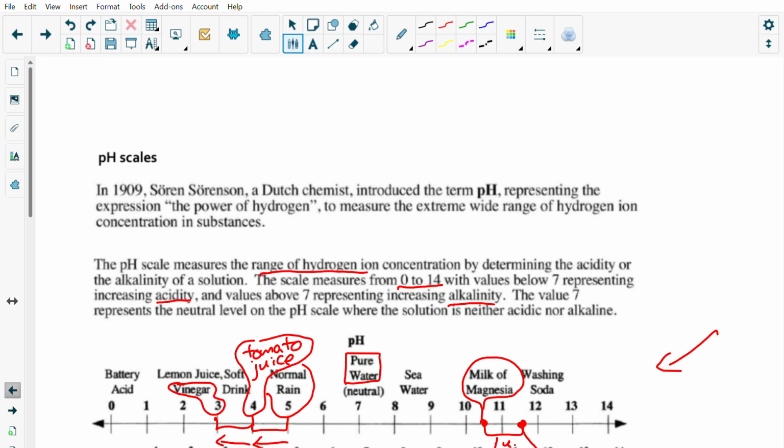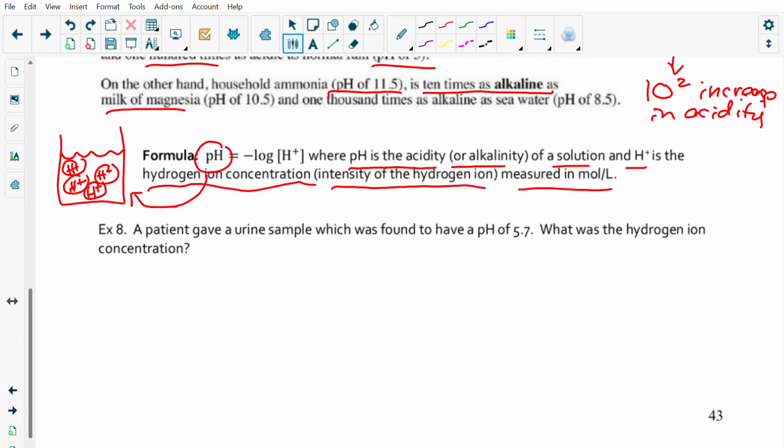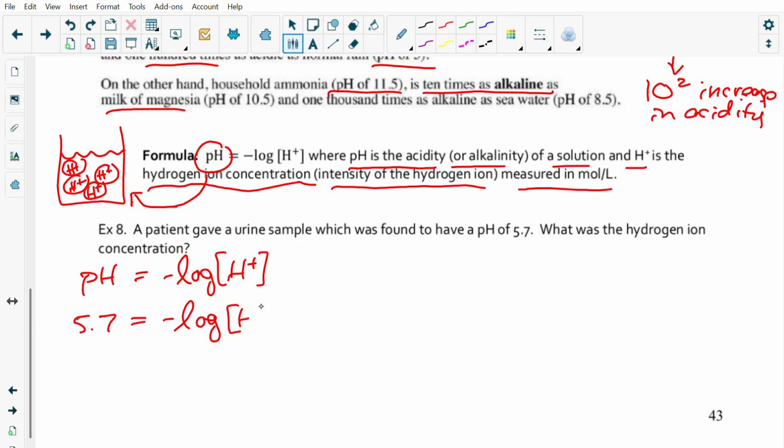Oops, sorry folks, where am I? A patient gave a urine sample which was found to have a pH of 5.7. What was the hydrogen ion concentration? So use my formula. pH equals negative log of the hydrogen ion concentration. Okay, that is 5.7 equals negative log of the hydrogen ion concentration. That's negative 5.7, so I'm going to divide both sides by negative 1.